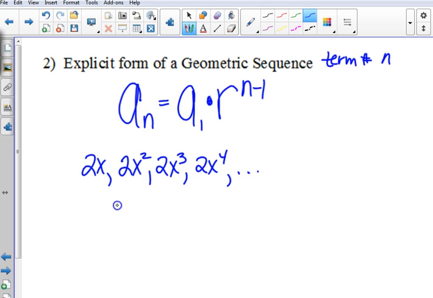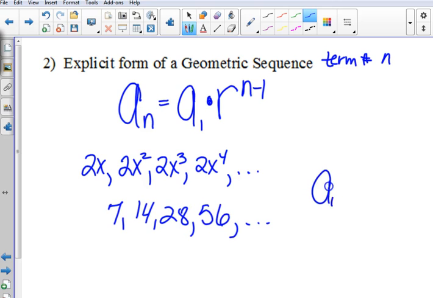All right. Do you want an example here, or are we going to be okay? What did I just do? 7, 14, 28. Is that the one I did? How would I write that? a sub n equals 7 times 2 to the n minus 1.